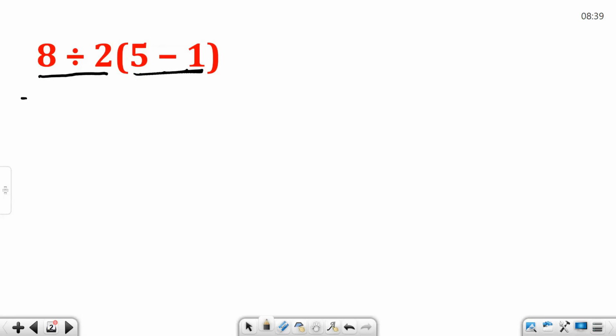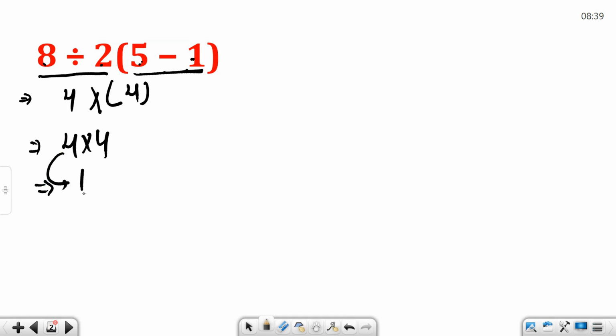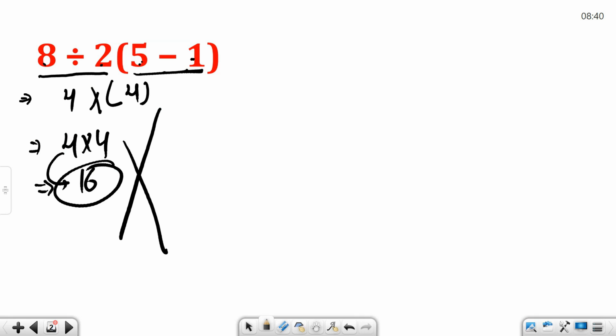Let's solve one. 8 divided by 2 equals 4. Bracket, 4, and 5 minus 1 is 4. When we remove the bracket, we'll multiply. Now, 4 times 4 is 16. This is the answer, but this is the wrong answer. Let's see the right answer, the correct solution.